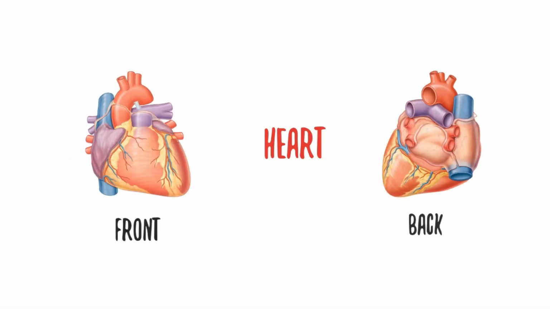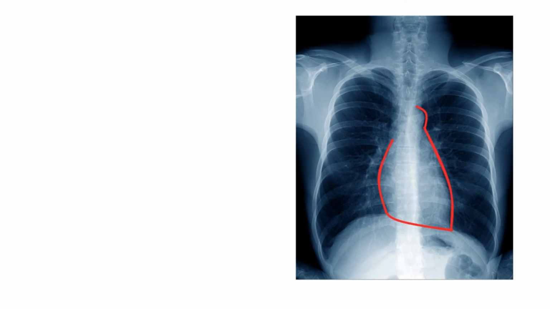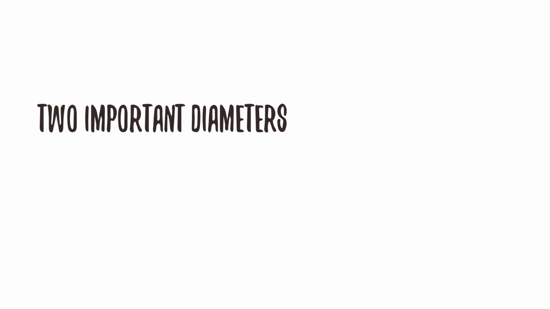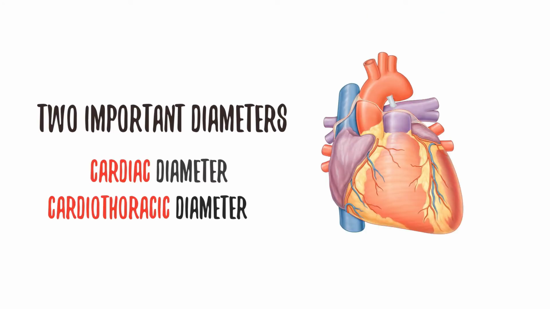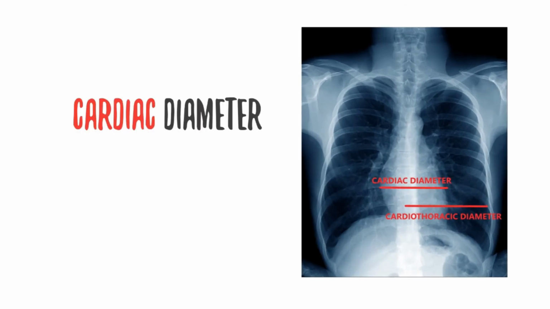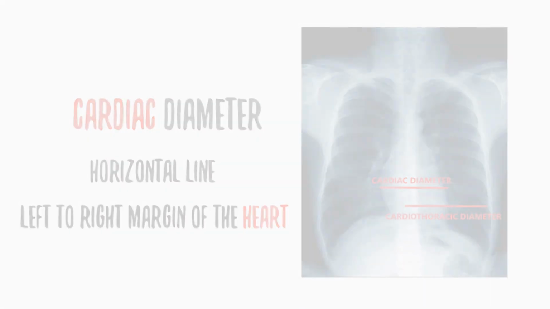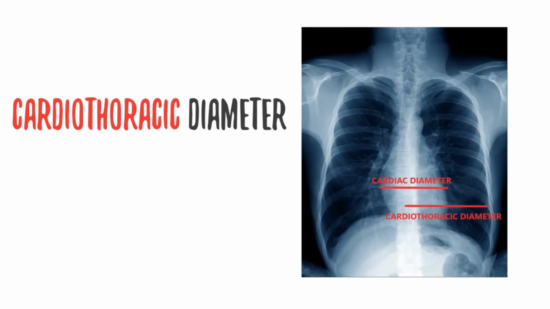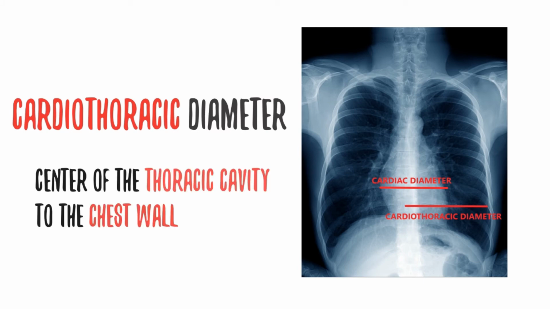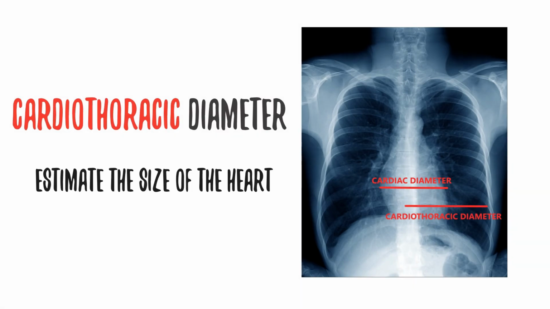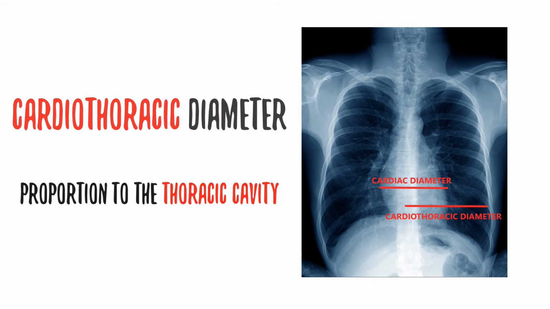The next structure to consider is of course the heart. The heart is located in the centre of the thoracic cavity and it appears as a globular structure. There are two important diameters to consider when looking at the heart. One is the cardiac diameter, which is located as a horizontal line extending from the left to the right margins of the heart. The other is called the thoracic diameter, and it extends between the centre of the thoracic cavity to the chest wall. The significance of this is that you can estimate the size of the heart and its proportion to the thoracic cavity based on these two diameters, but we'll address that in a bit more detail when it comes to interpreting the chest x-ray.